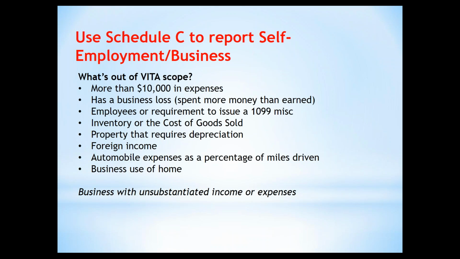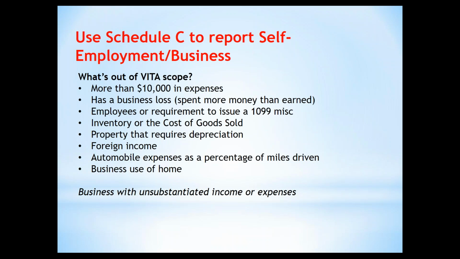So what's out of scope for VITA? If there's any sort of expenses or earnings of $10,000 or more, if the business has continually had a loss, if there are additional employees, so if it's anybody beyond the business owner themselves, if they have contracted employees, this is all out of scope, and this is where we would start referring people to go to a paid preparer. There's also if there's any inventory or cost of goods sold, any property, because that starts dealing with depreciation. Those are areas that are kind of out of our scope for VITA and that I would not encourage you to look at because you obviously are not certified to do that.